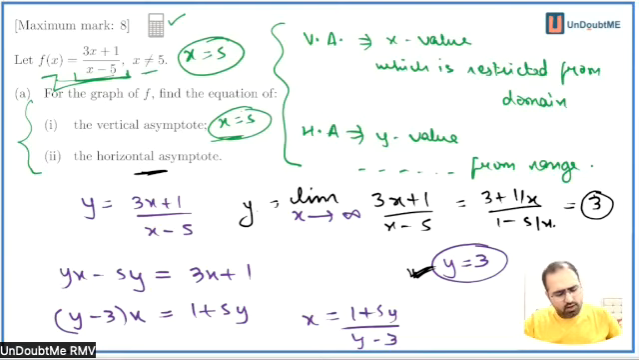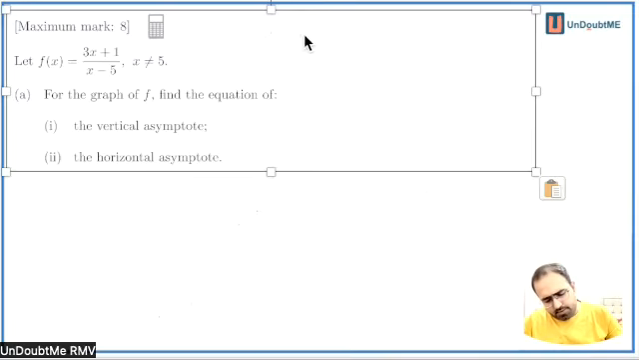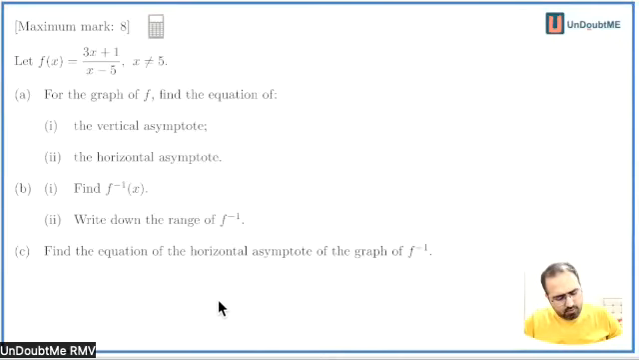So the horizontal and vertical asymptotes are done. In the second part, we had to find the inverse. So we can find the inverse also. What else was there in this question? Find the equation of the horizontal asymptote for f inverse.